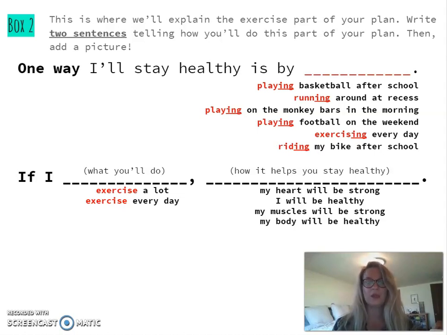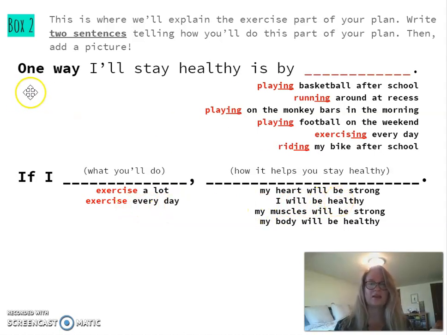We'll start by telling the exercise we'll do to stay healthy. Then we'll explain how that will help us stay healthy. For example, we could say, one way I'll stay healthy is by, remember by means we use the ing form of the verb, playing football on the weekend. Then we explain it. If I exercise every day, I will be healthy.